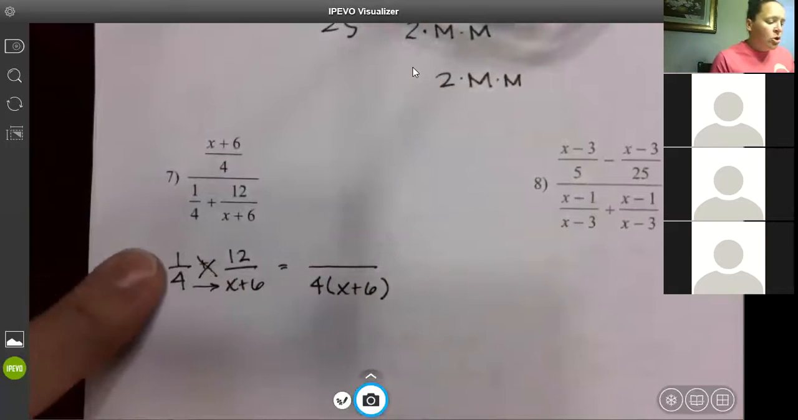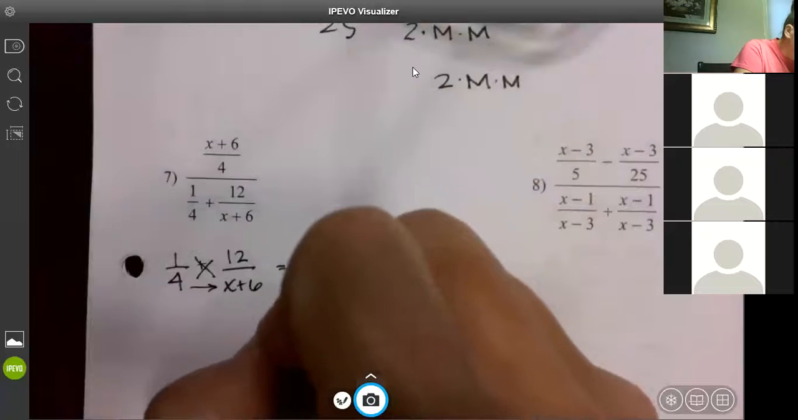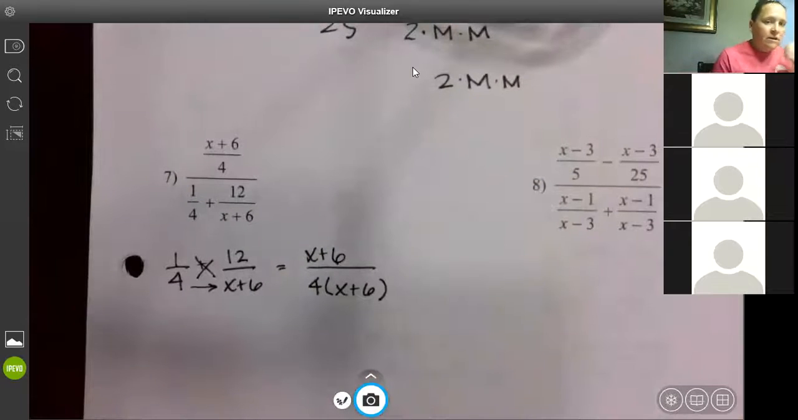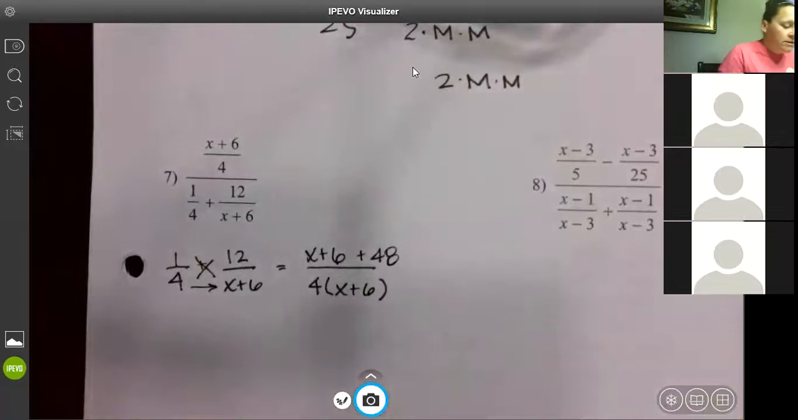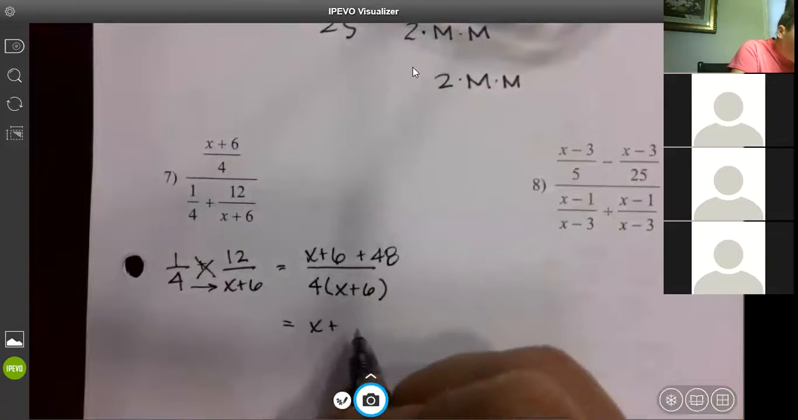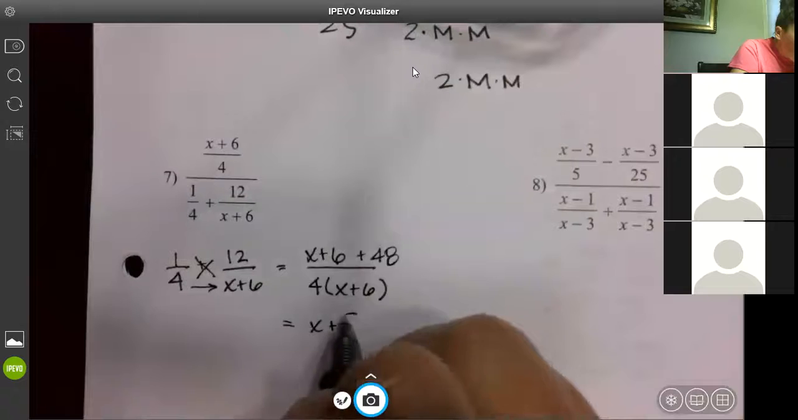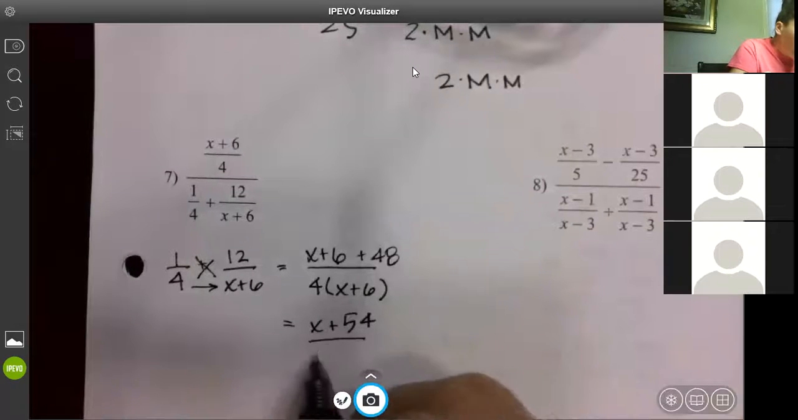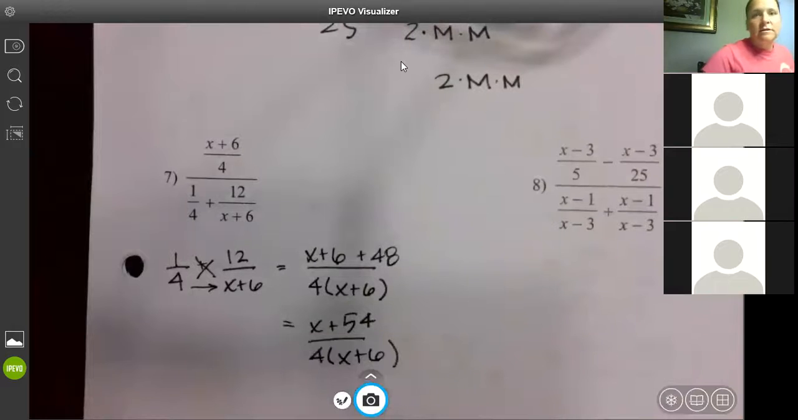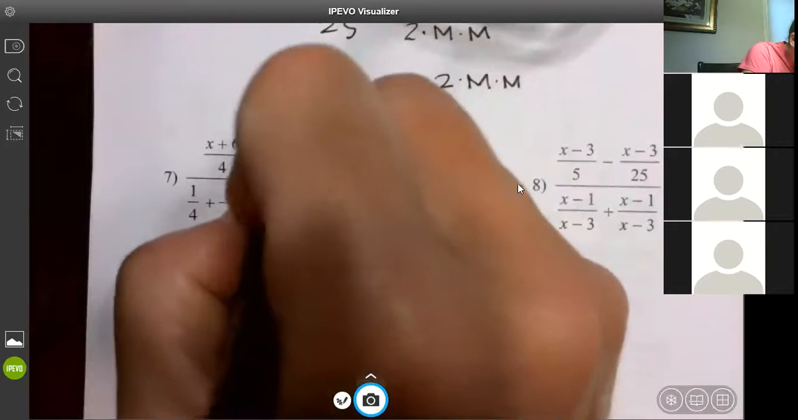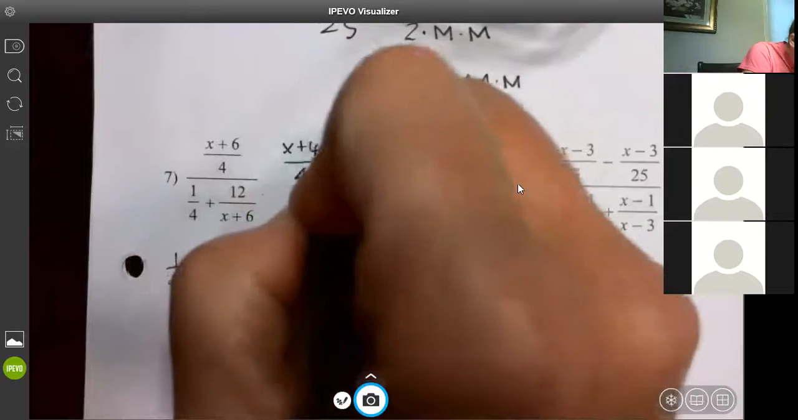We're going to cross multiply. 1 times x plus 6 is x plus 6. 12 times 4 is 48. We're going to clean it up. We get x plus 54 is 4 times x plus 6. I can't clean anything else up, so now I'm going to put it back on the top. So x plus 6 over 4 stays.